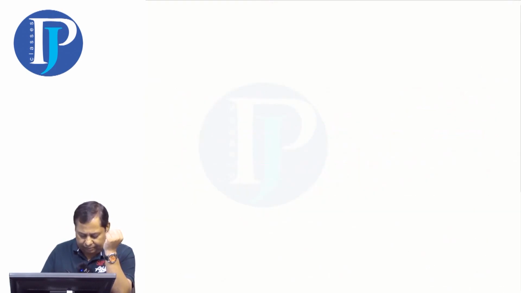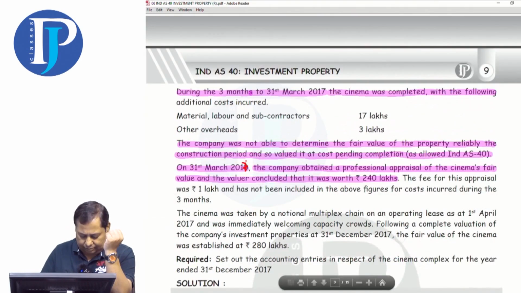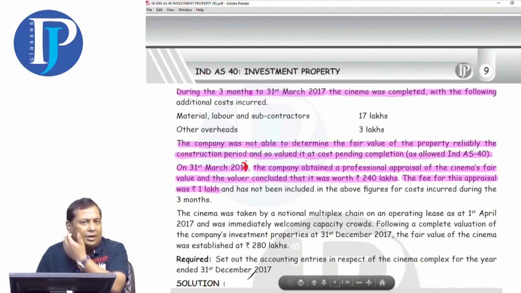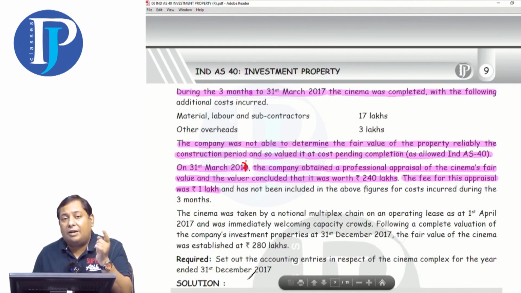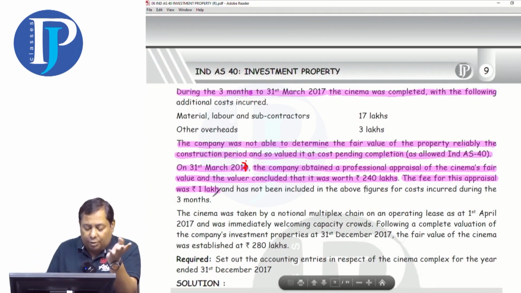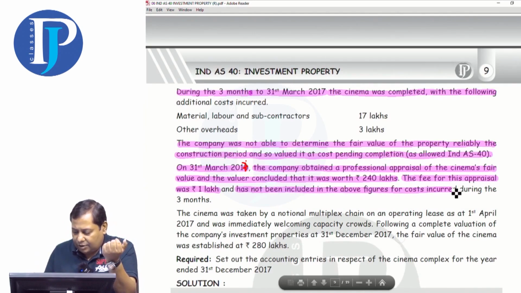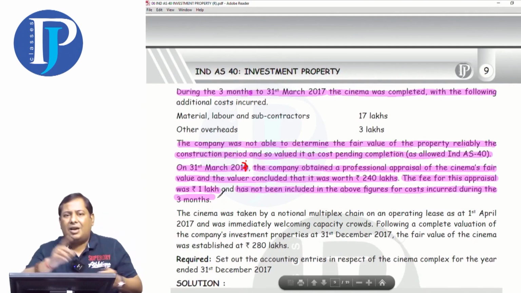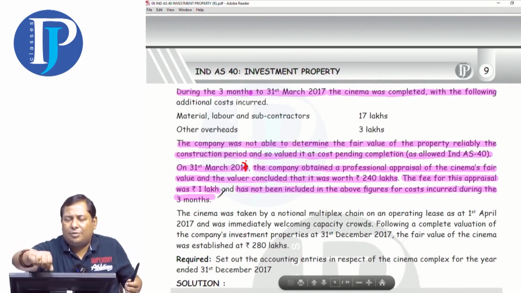The question further states that the fee for this appraisal was 1 lakh rupees. If you have paid any fees for getting valuation, I have already told you about Ind AS 113. 113 states that valuation should be done by independent valuers. Here the valuation was done by an independent valuer at a fee of 1 lakh rupees. This fee of 1 lakh will go to P&L. Read further, it has not been included in the above figures for cost incurred. The 1 lakh rupees spent on valuation will not be included in the cost.